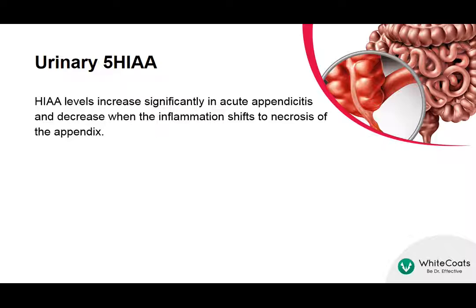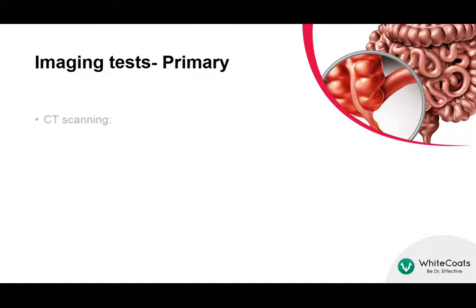5-HIAA levels increase significantly in acute appendicitis and decrease when the inflammation shifts to necrosis of the appendix. Therefore, such a decrease could be an early warning sign of perforation of the appendix.